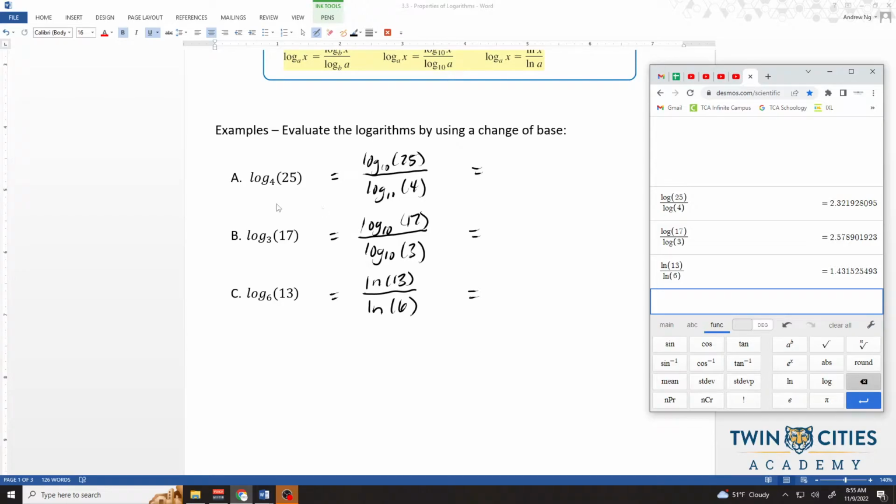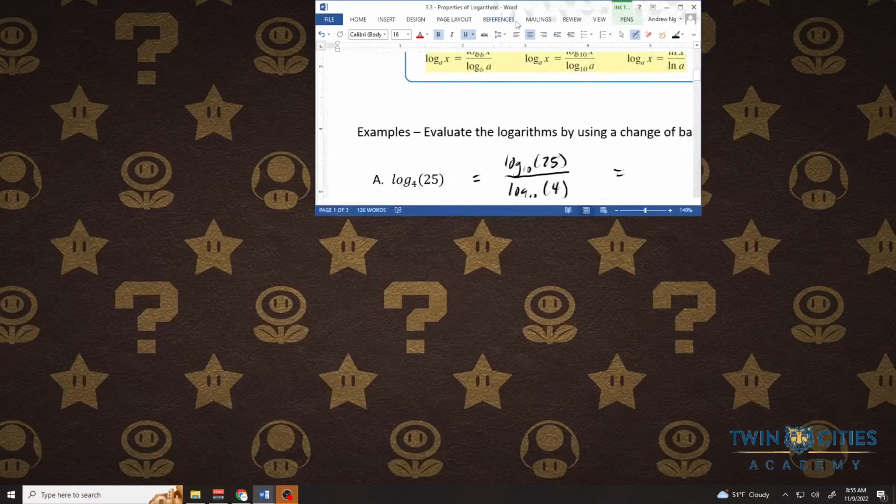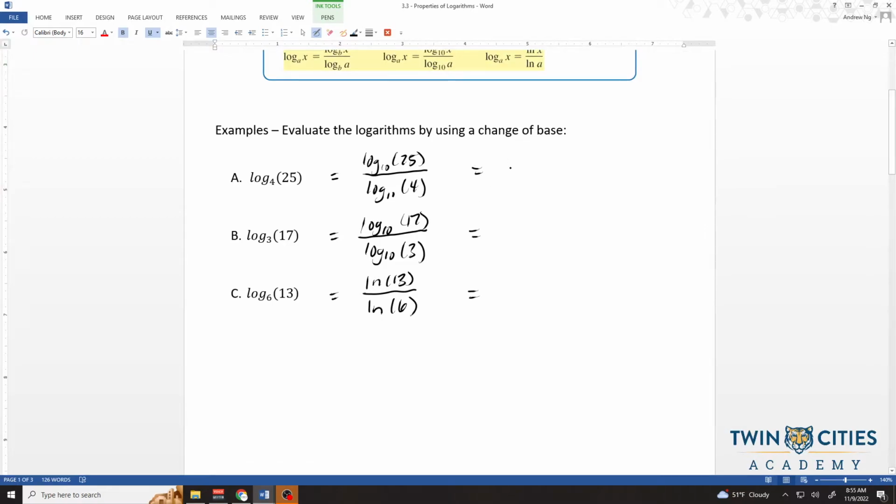So in other words, log base 4 of 25, I couldn't evaluate before. But once I do a change of base here, I can actually put this into my calculator and find out that log base 4 of 25 is 2.32. Same thing with log base 3 of 17. I can now put this in my calculator using my change of base formula, find that that's 2.58, and log base 6 of 13 ends up being 1.43. So we had 2.32, 2.58, and 1.43.